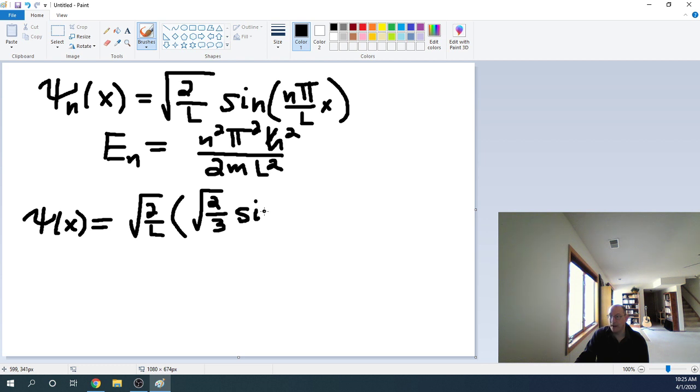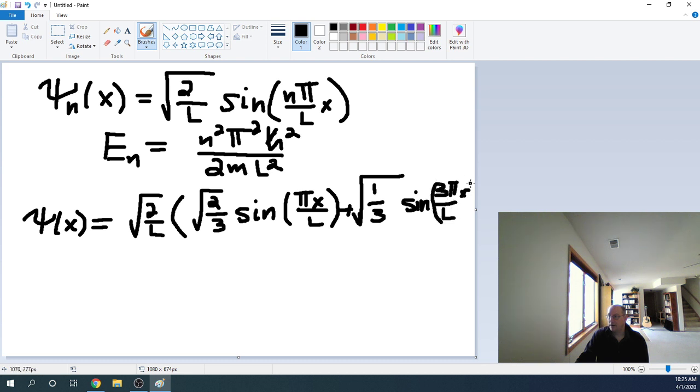Okay, so this is an example problem. That's supposed to be a square root. And then I'll put this one in here: sine of 3 pi x over L. That's supposed to be an x there, but hopefully you see. All right, something like that, with a big parentheses surrounding the whole thing.